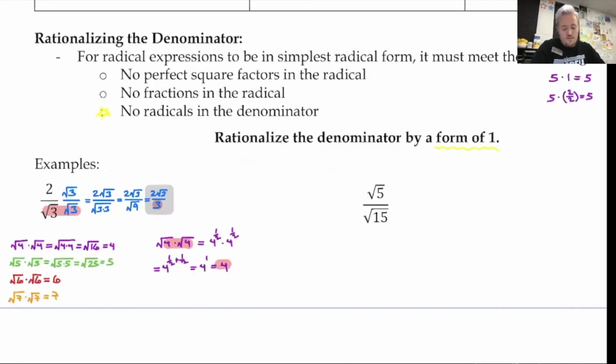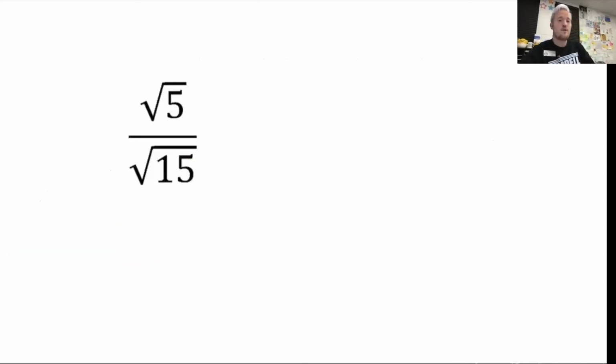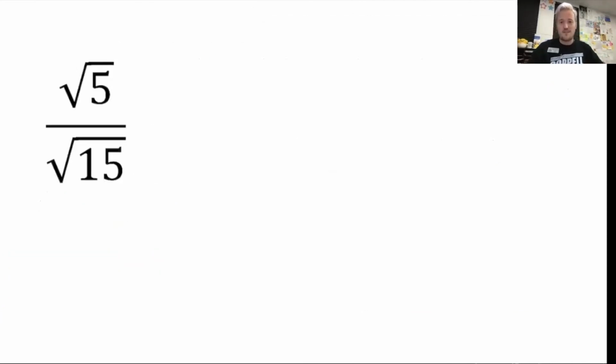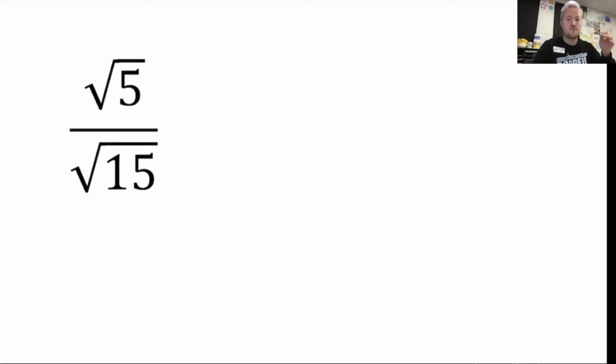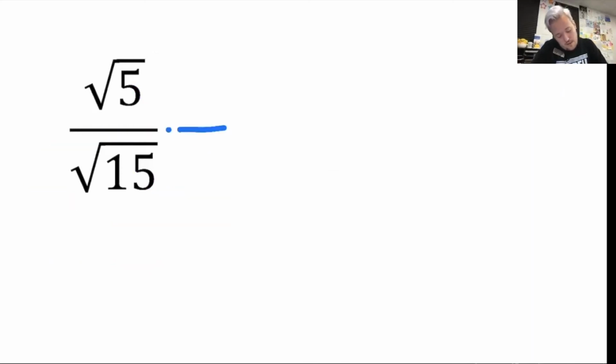All right, now I'm going to move on to the next one. We're always going to rationalize by whatever value is in the denominator. We don't care if the radicals are in the numerator. The radicals just cannot be in the denominator. So I'm going to rationalize by the value in the denominator, the square root of 15. That tells me to multiply by the square root of 15 over the square root of 15.